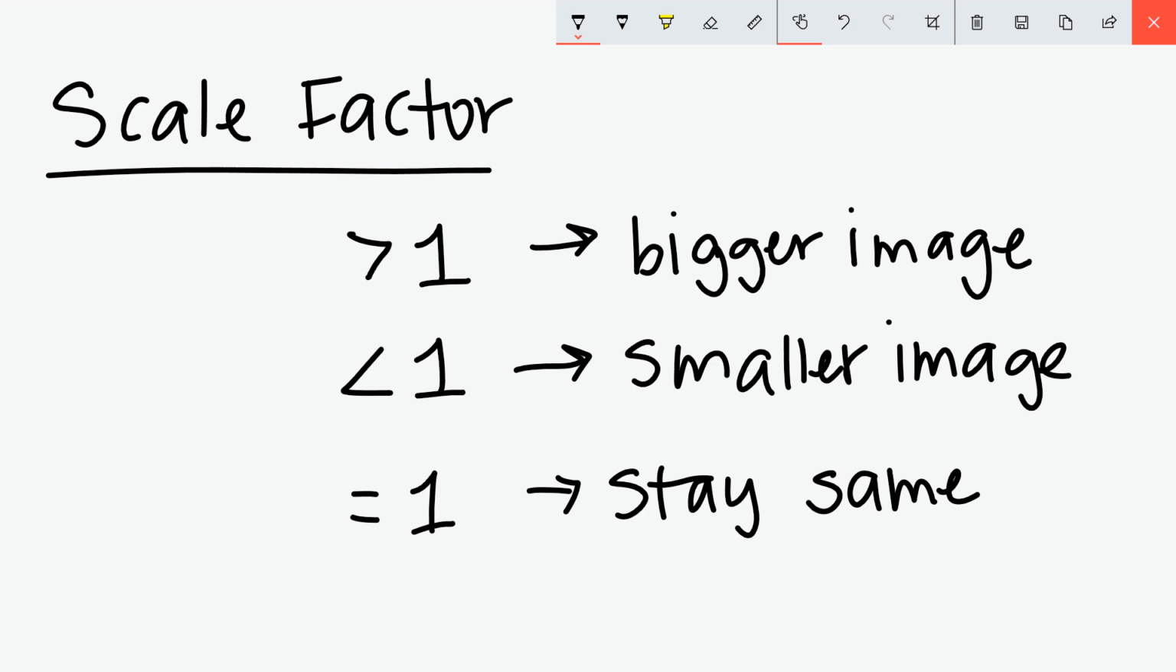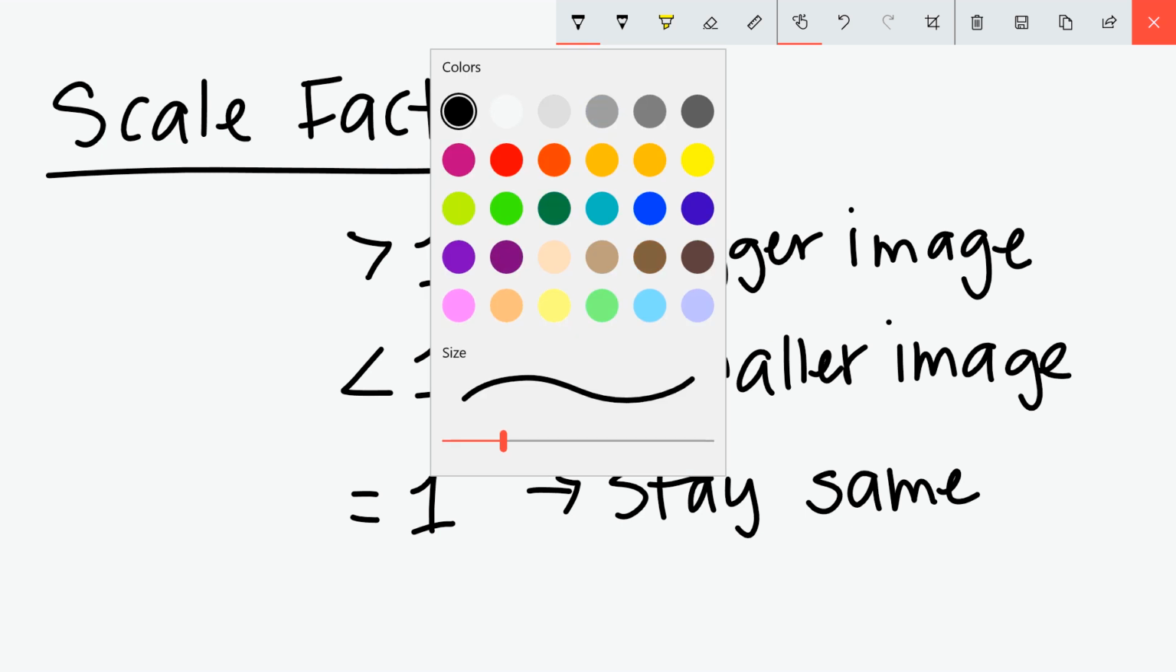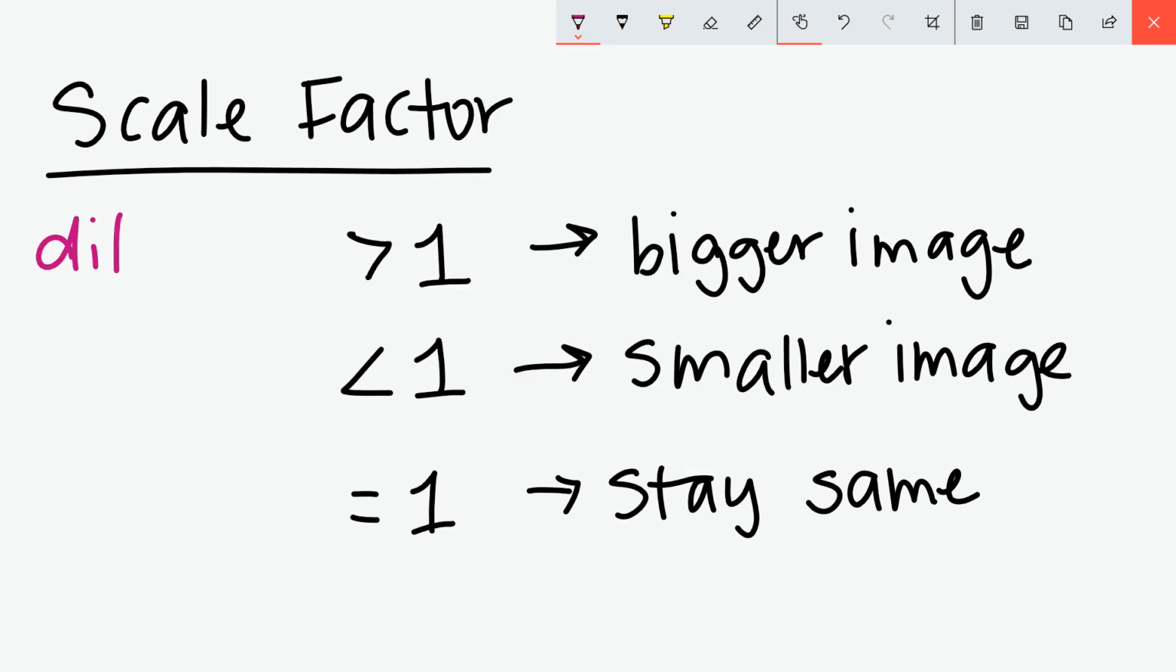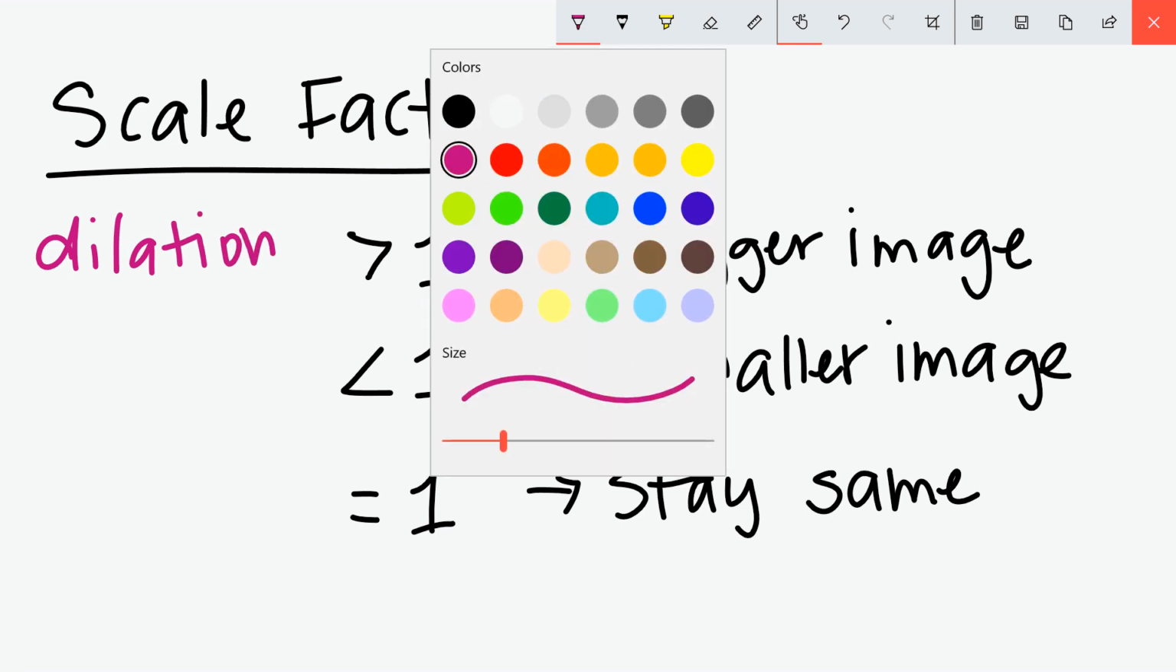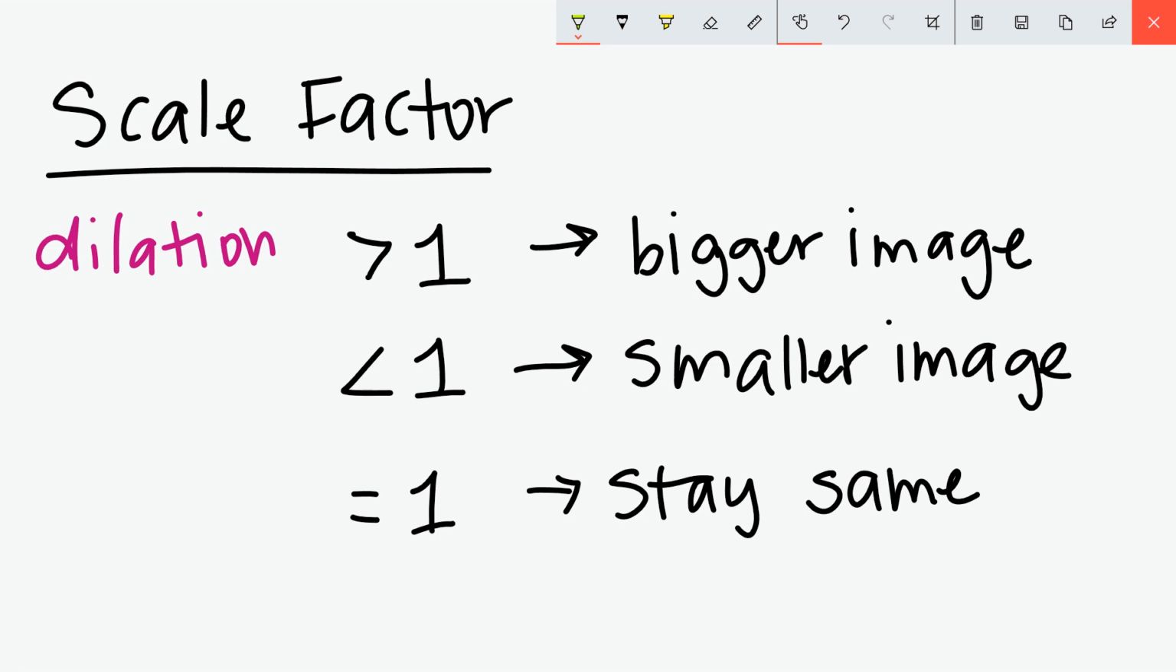So a bigger image, that's a dilation. Versus getting a smaller image from a less than 1 scale factor is a reduction. There's no real fancy word for saying that your image is going to stay the same with a scale factor of 1, so we're just going to leave it at that. Okay.